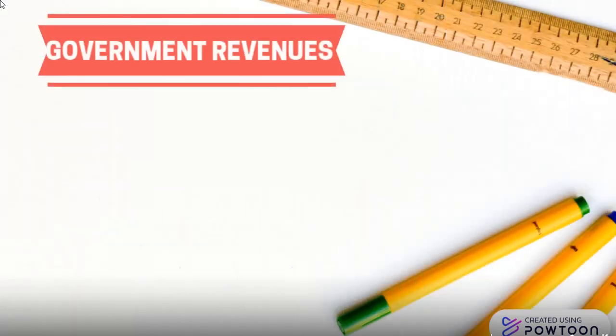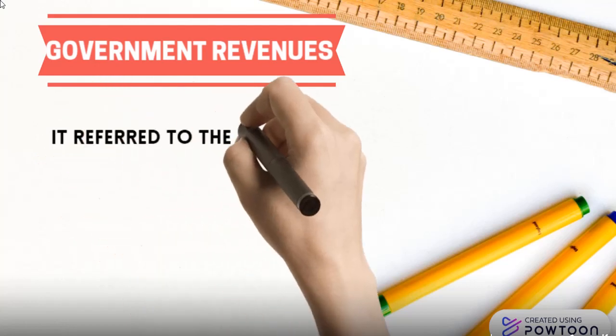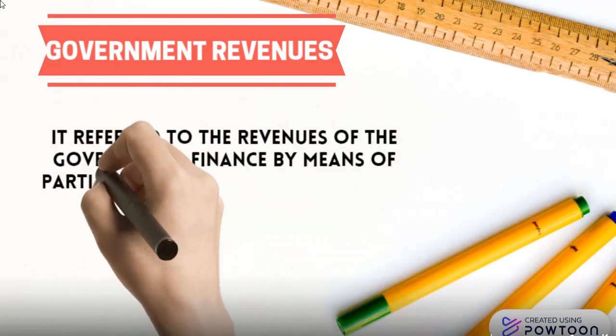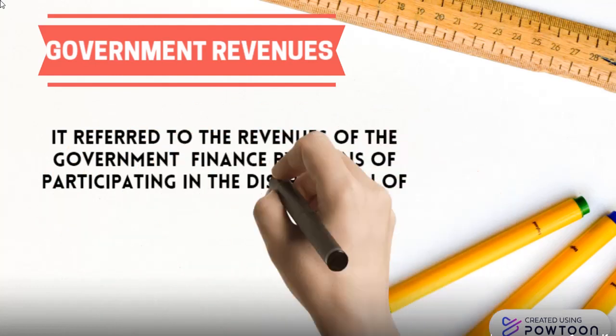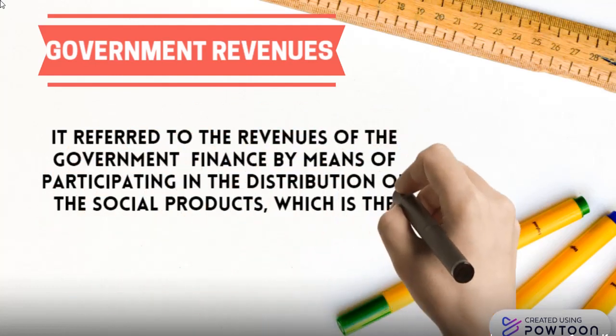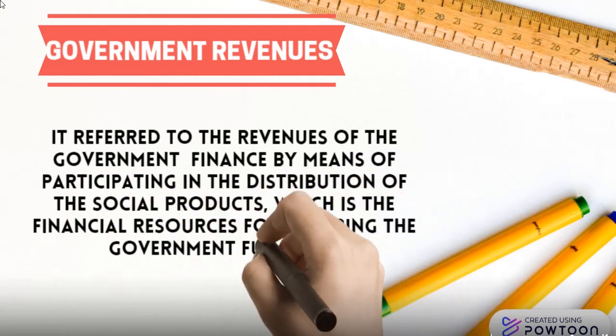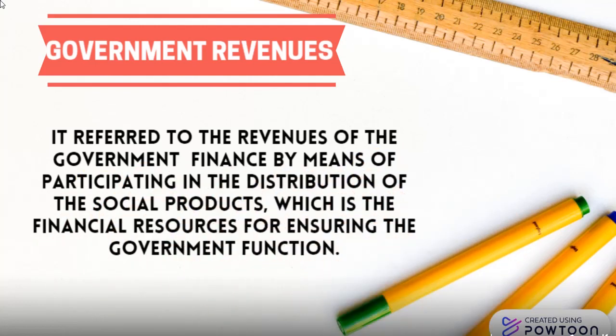What is government revenue? Government revenue refers to the revenues of the government financed by means of participating in the distributions of the social products, which is the financial resources for ensuring the government function.